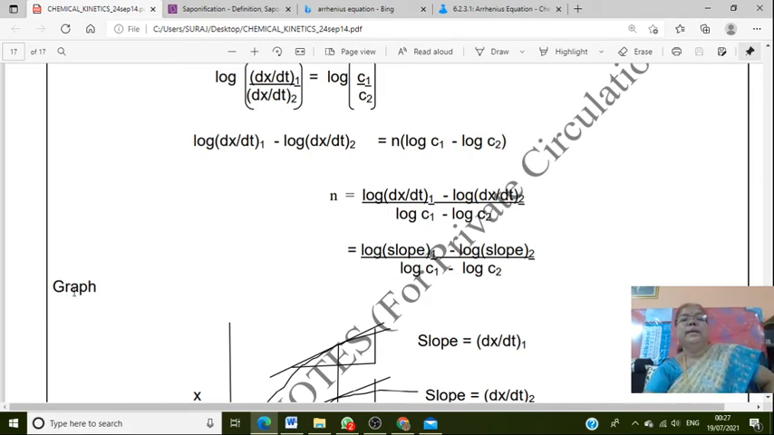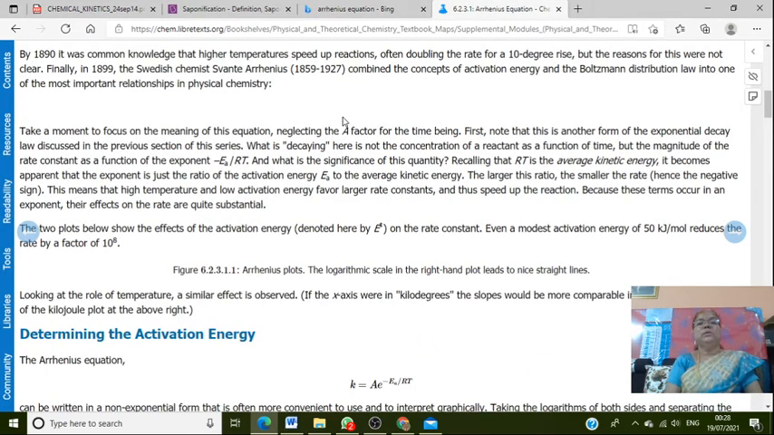And then the next point, that is the Arrhenius equation. You know, the effect of temperature on the rate of reaction. All of you know, if we increase the temperature of the reaction, the rate of the reaction increases. It was first studied by the scientist Arrhenius in 1890. It is our common observation that a higher temperature speeds up the reactions, and the rate may be doubled when we increase the temperature by 10 degrees.